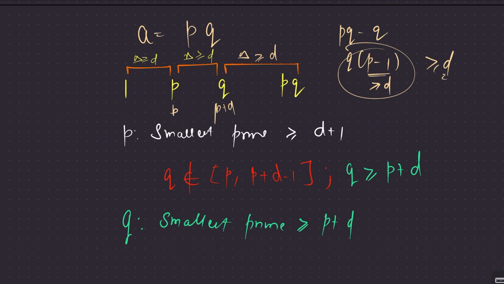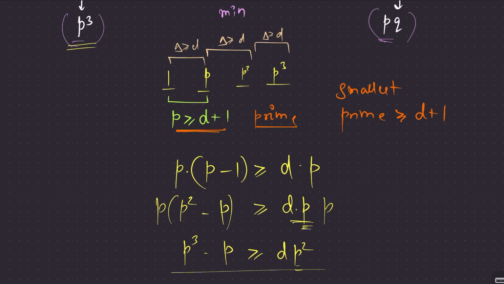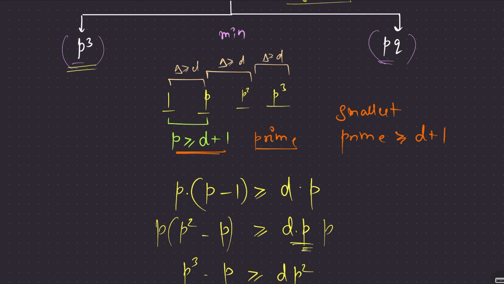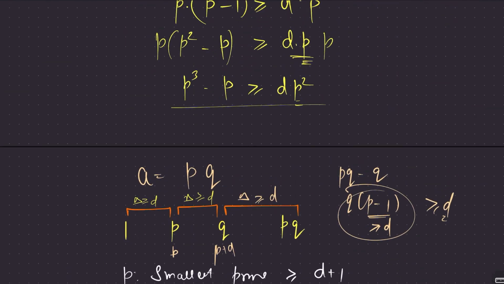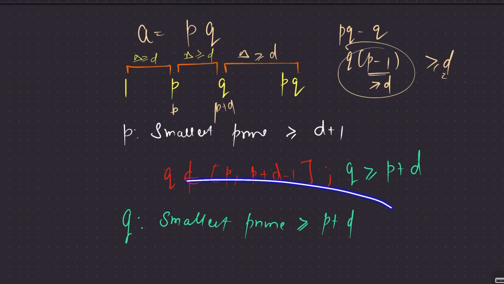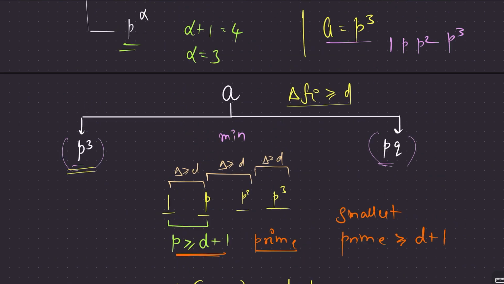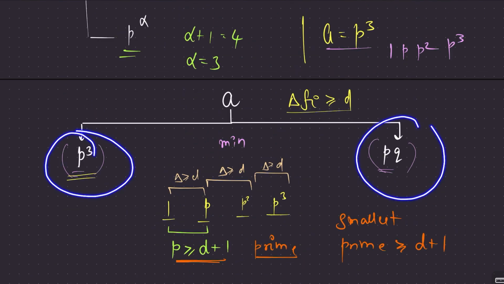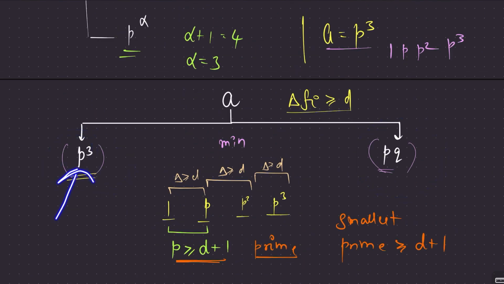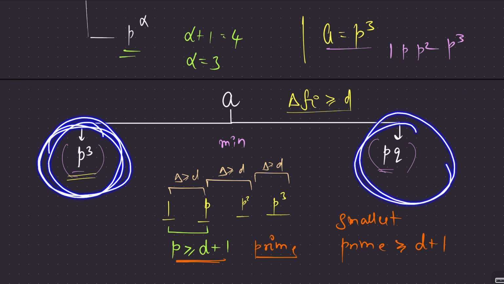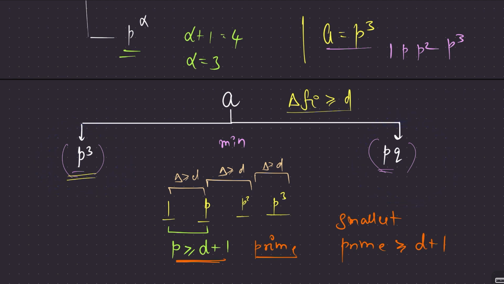All that remains now is implementing it. So how do you implement this? What you want to effectively do is find the smallest prime greater than or equal to d plus 1 and find the smallest prime greater than or equal to p plus d. Then you will have two candidates, p cube and p into q, where p is the smallest prime greater than or equal to d plus 1 and q is the smallest prime greater than or equal to p plus d. Find the values of these two candidates and take the minimum of them. So that's about the concept. Let's see the implementation, because that's also one tricky part of this question.